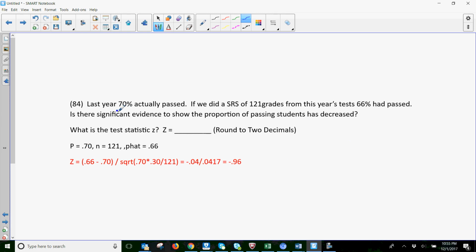It says last year 70% actually passed. If we did a simple random sample of 121 grades from this year's test, 66 had passed. Is there significance to show that the proportion of passing students has decreased? So again, we need to set up our null hypothesis and our alternate hypothesis. Last year 70% actually passed, so that's p equals 0.70. Is there evidence to show the proportion of students has decreased? So that means we're going to see if there's evidence to support that it's less than 0.70.